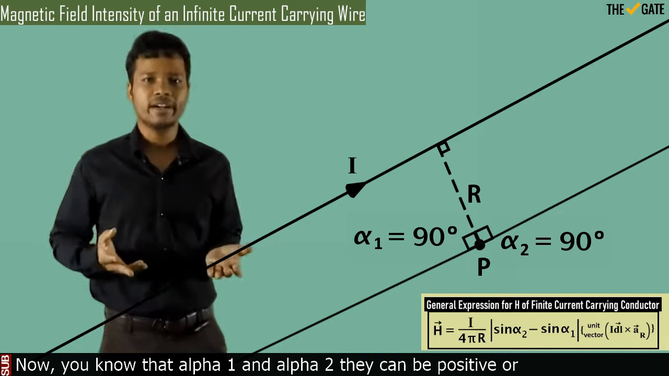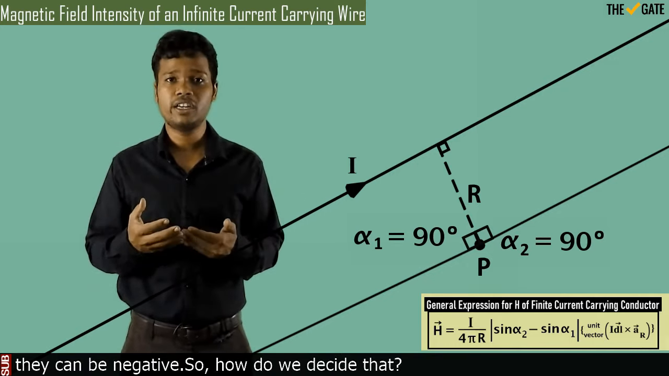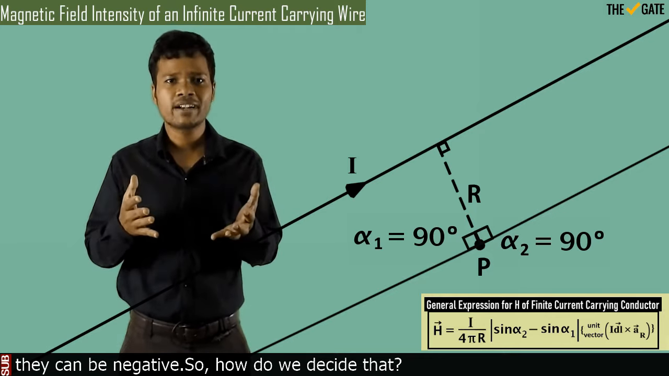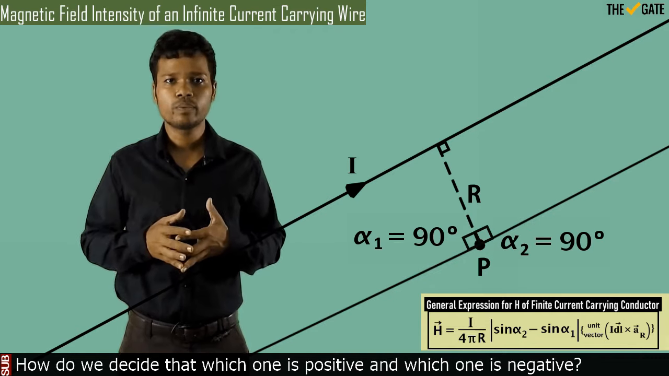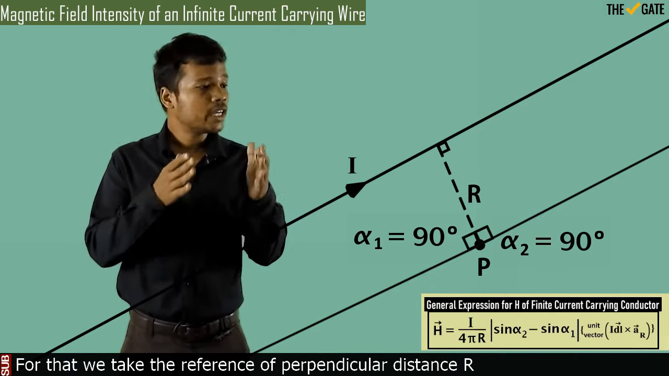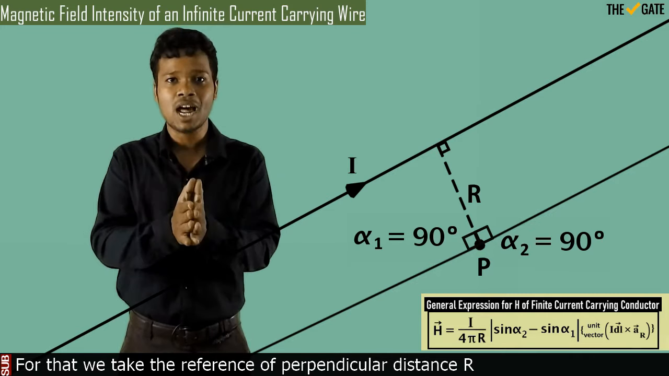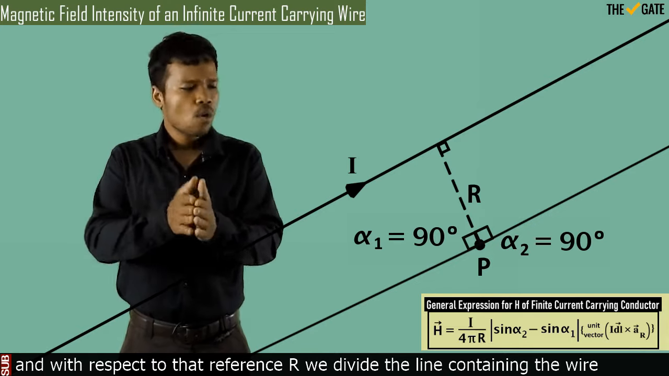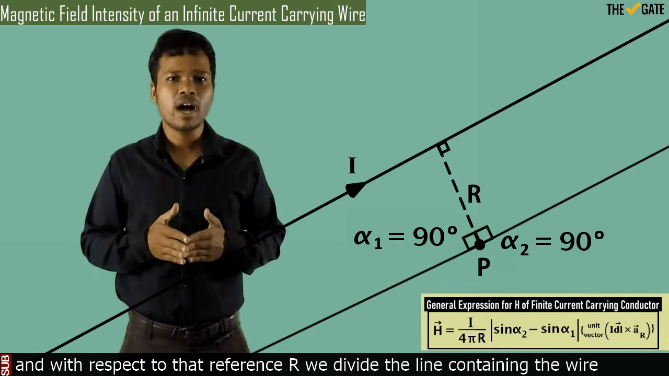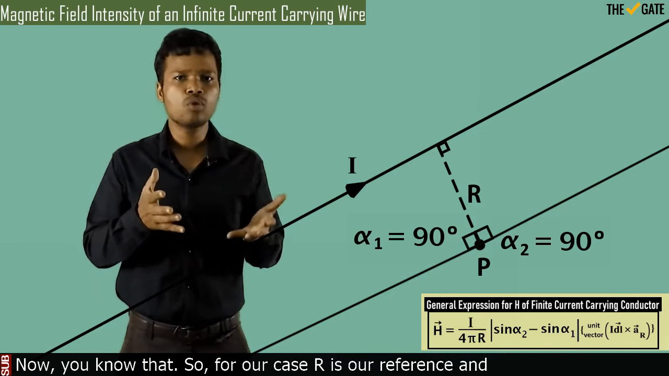Now you know that alpha 1 and alpha 2 can be positive or they can be negative. So how do we decide which one is positive and which one is negative? For that, we take the reference of perpendicular distance capital R, and with respect to that reference capital R, we divide the line containing the wire into two parts, positive and negative. Yes or no?